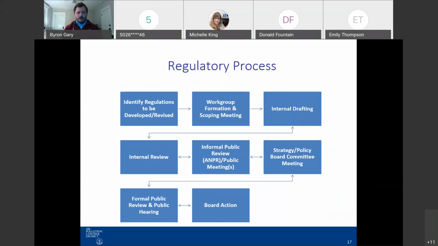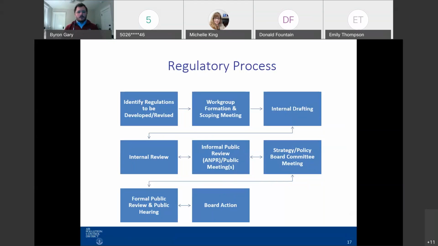Just a couple of quick slides about our regulatory process, just to highlight where we've been so far and where we are. This is a slide from our workshop that I put together for when we did a presentation on our regulatory process in general. Usually our regulatory process starts with identifying regulations to be developed or revised. That can be an internal need or from community making us aware of changes that are needed or requested.